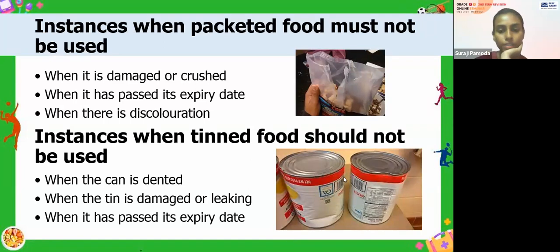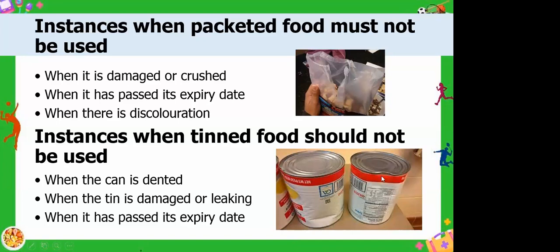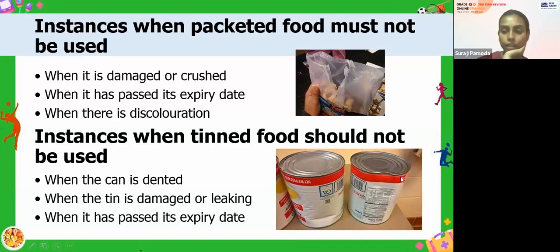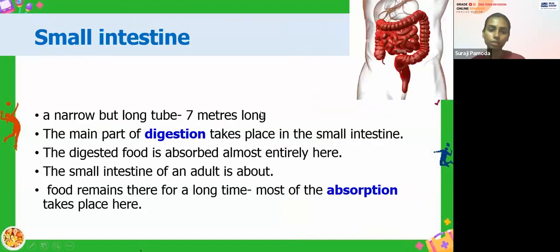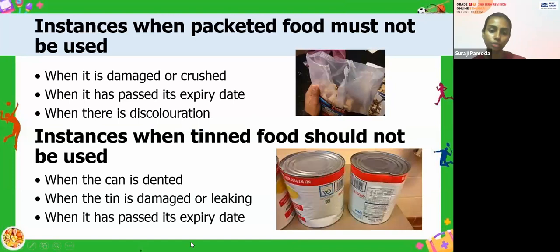We have to look at these things, no? If the salmon tin you are buying is like this, look at the picture, then you should not buy it, right? And even when you are buying packeted food items, you told me that you have to look for the expiry date. Other than that, see whether the packet is crushed or damaged. Okay, so these are the things that you should look for.